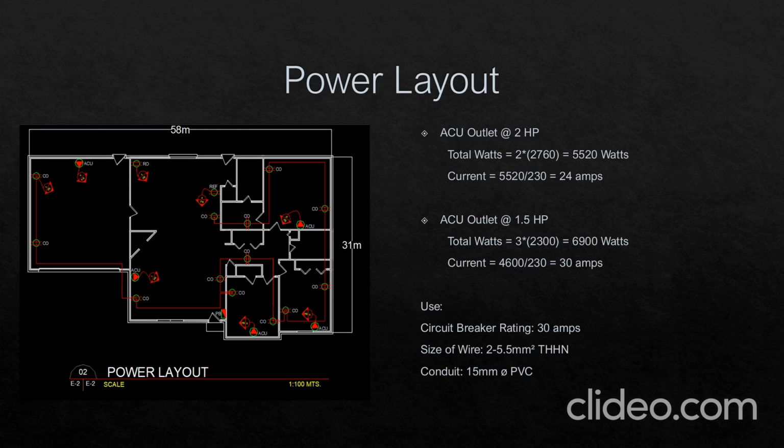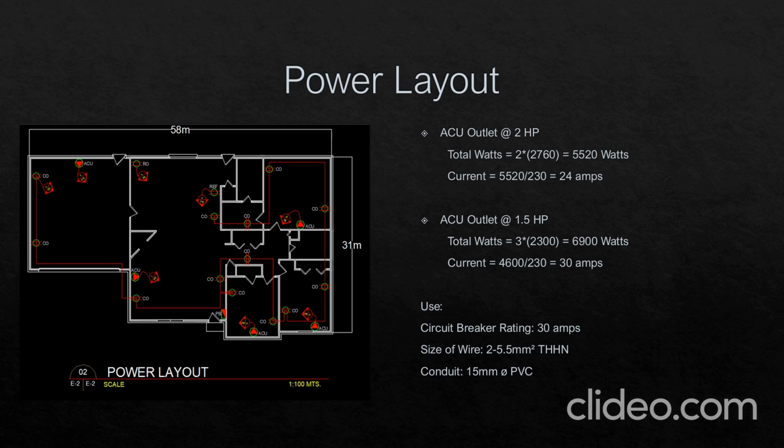In the air conditioning unit at 1.2 horsepower, the total power of the two air conditioning units at 2 horsepower is 5520. And in order to get the current, just divide it by 230 volts. It is the same with the ECU outlet at 1.5 HP.